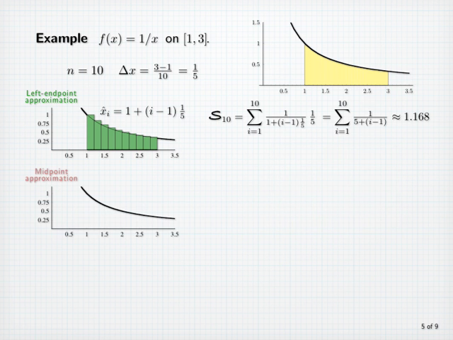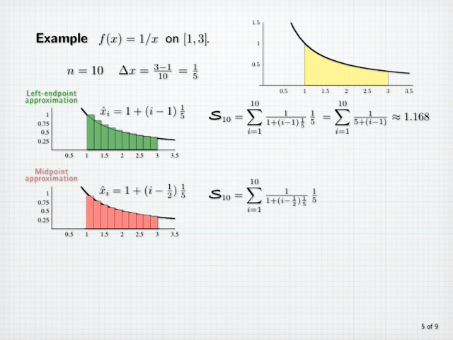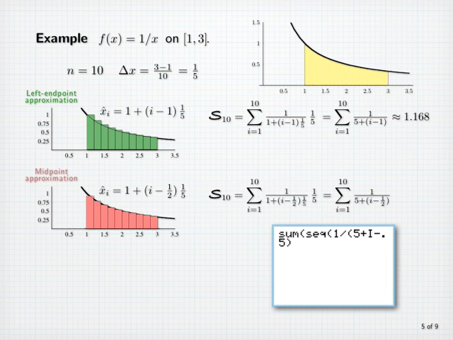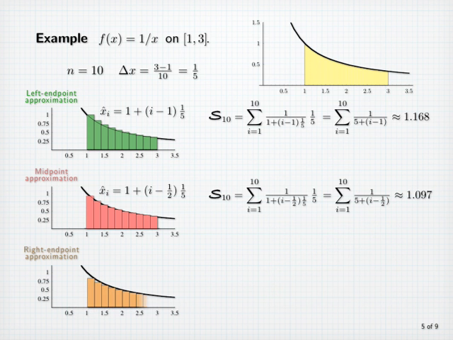Now let's compute the midpoint approximation with n equals 10. Here, x hat sub i is going to be 1 plus (i minus 1/2) times 1/5, and the corresponding S10 is the sum from i equals 1 to 10 of 1 over that x hat sub i times 1/5. This simplifies to the sum from i equals 1 to 10 of 1 over (5 plus i minus 1/2). And again, we go into the calculator, we enter the formula, and find that that S10 is 1.097 approximately.